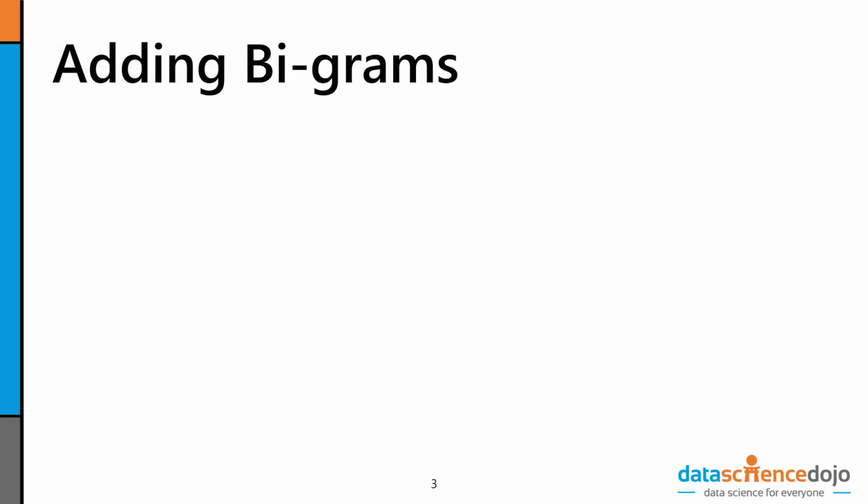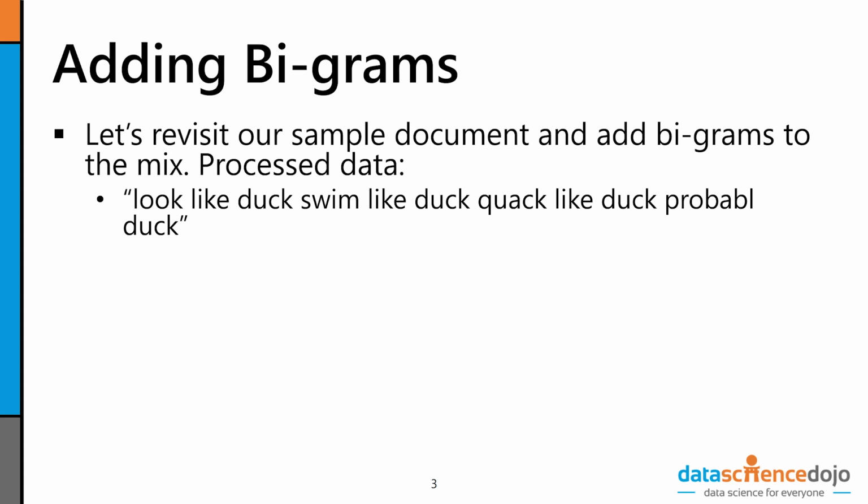So let's add bigrams to our existing sample document. Once again, let's take a look at our process data: look like duck, swim like duck, quack like duck, probable duck. Sweet. We already know what the unigram model looks like, so we won't worry about that because we've seen that ad nauseam. Let's talk about bigrams.